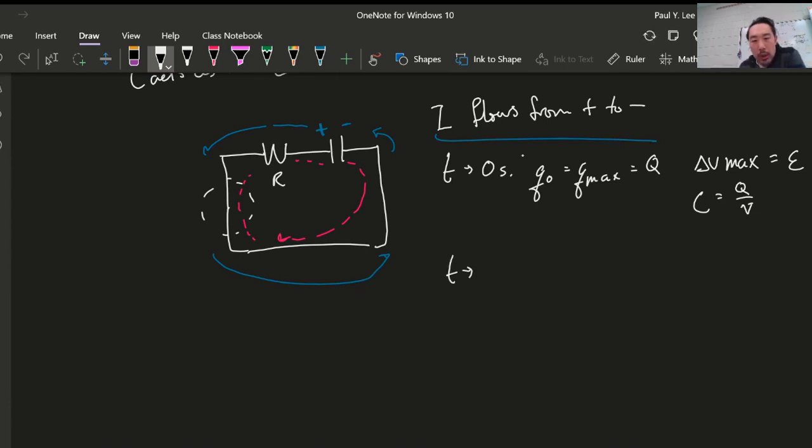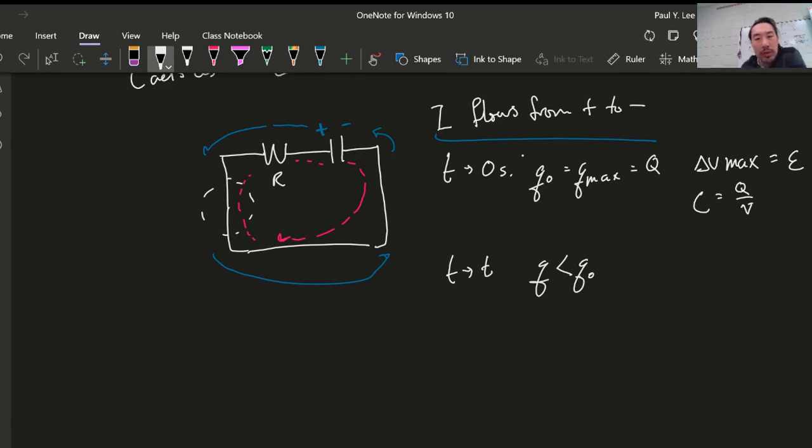All right, and so as time continues, we say just time is turning into t as in time, we know that the charge on the capacitor decreases. And so we can say that the Q is less than the Q initial. Okay, so the amount of charge on the capacitor decreases.